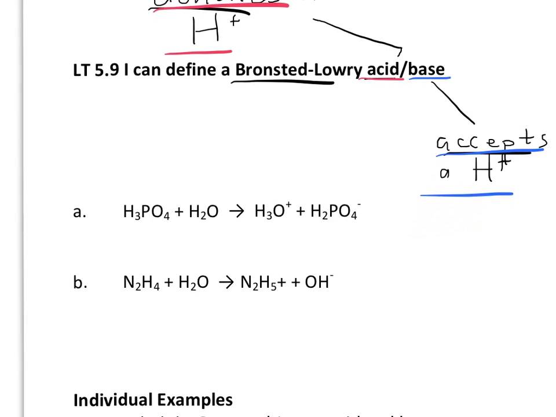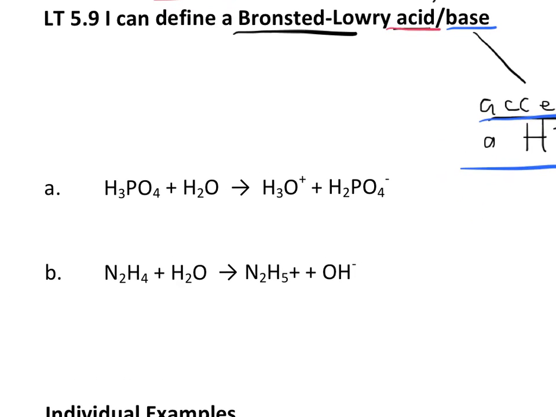So in this example, we're going to scroll down here, and I'll do this one. And we need to identify out of our reactants what is the Bronsted Lowry acid, which I'm going to use red for, and what is the Bronsted Lowry base, which I will use blue for.